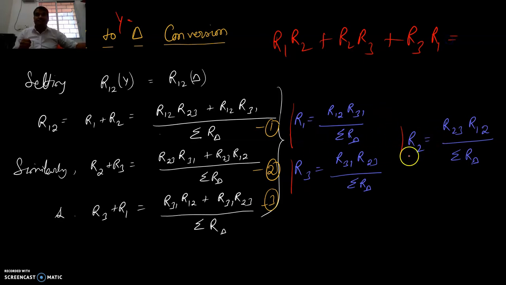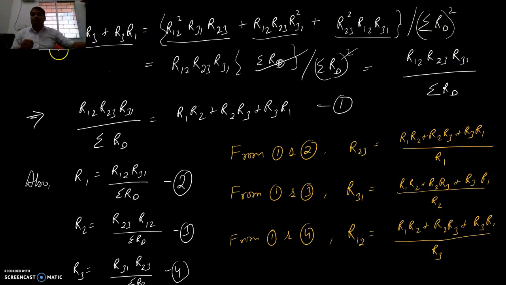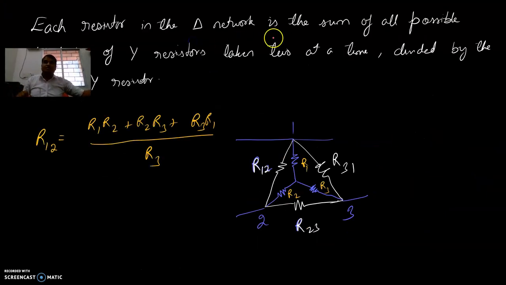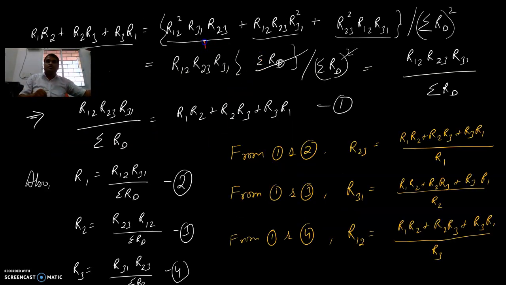If you multiply these terms, you will get three different quantities, 1, 2 and 3. These terms are divided by the summation of R delta squared. After that, some common term will come out. So finally you will get R12, R23, R31 divided by the summation of R delta. So you will have got one expression like this.